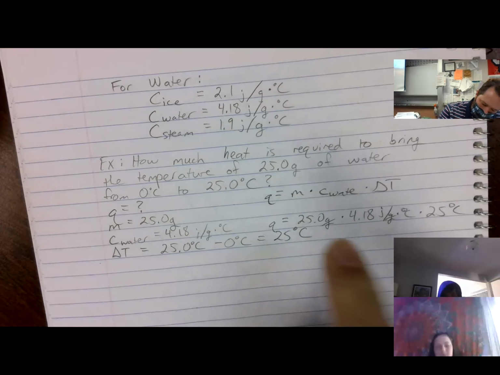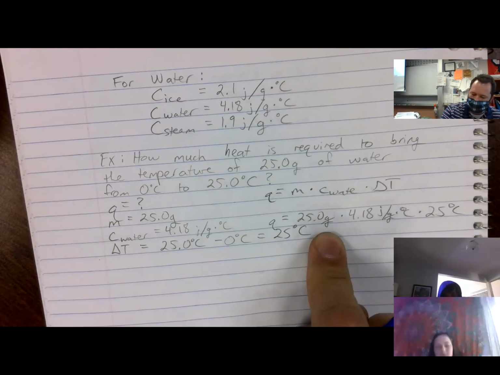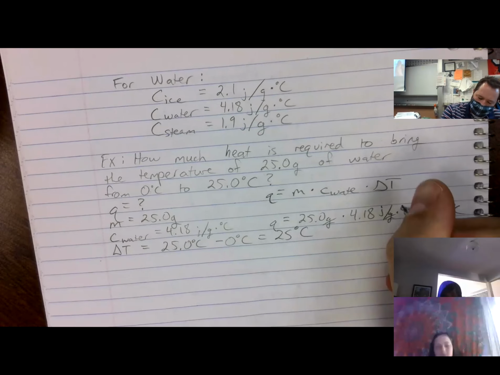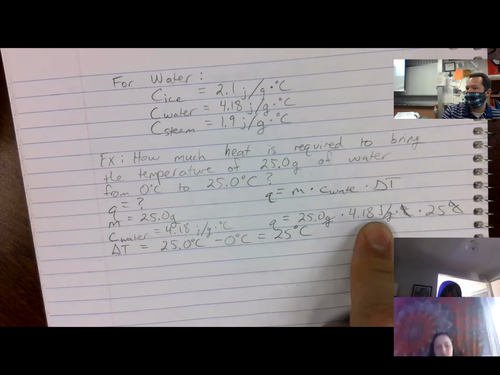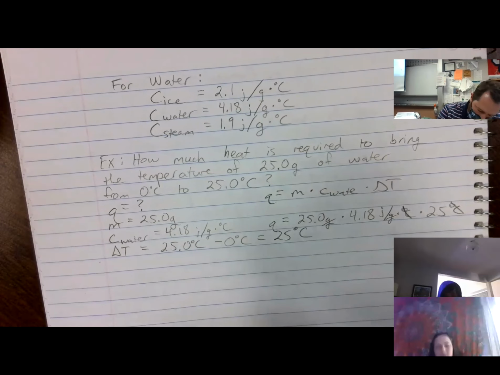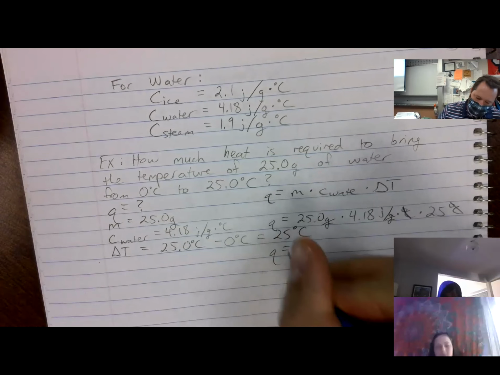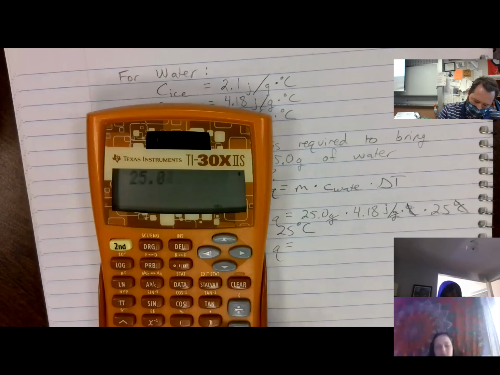Grams will cancel out because on the bottom, it's on the top, so that cancels out. Degrees Celsius cancels out. It's on top, it's on the bottom. The only thing we're left with is joules. That's good. Q is measured in joules. Q is heat. Q is energy. So let's plug this in then. Pretty straightforward. 25.0 times 4.18 times 25.